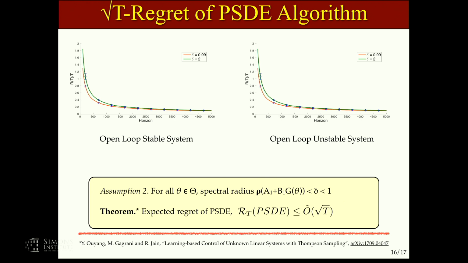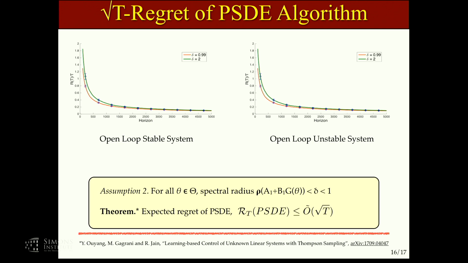And even if the open loop system is unstable, you see that the per unit regret decreases and seems to converge to 0. In fact, you can prove that the expected regret is bounded by square root T up to a logarithmic factor. One thing we do have to assume is that the algorithm will keep the system closed loop stable. This is an artifact of the proof. Unfortunately, we have not been able to get rid of this as of now, but in the simulations, it never seems to come into play.